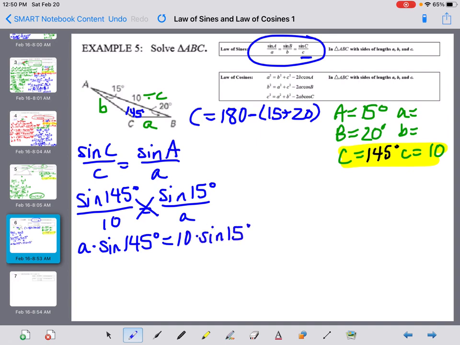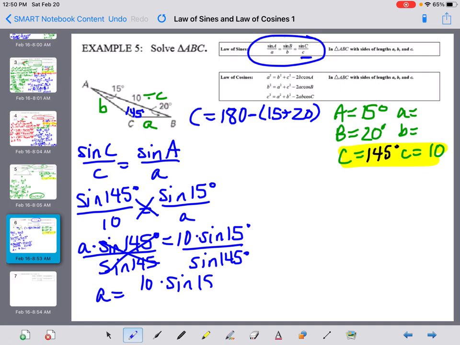I want A by itself. It's connected to sine of 145. Because I want to get rid of the whole chunk and it's being multiplied, I'm going to divide by sine of 145. Remember, that's really a decimal that's programmed in our calculator. So I have 10 times the sine of 15 degrees divided by the sine of 145 degrees. This is kind of my standardized test answer. I'm ready to go to my calculator. 10 times the sine of 15 degrees divided by the sine of 145 degrees.